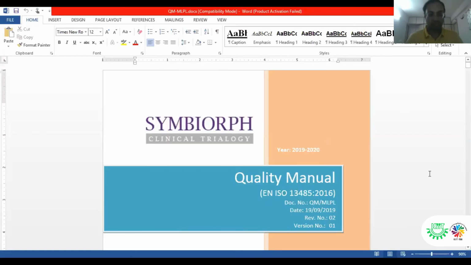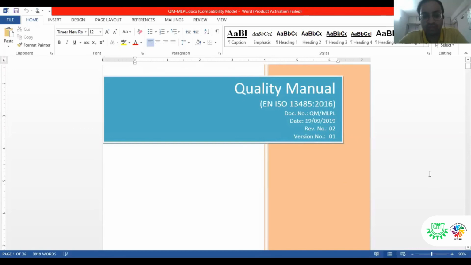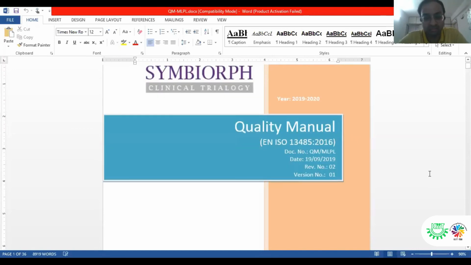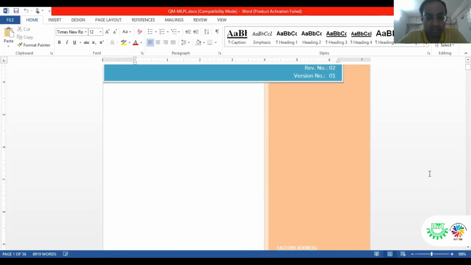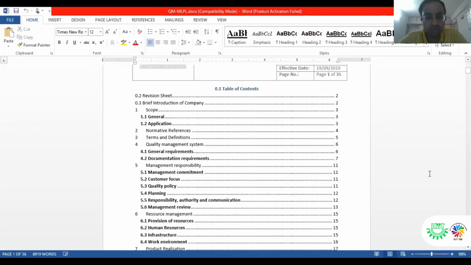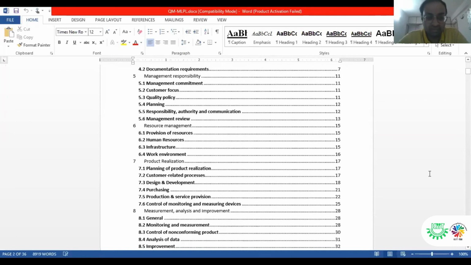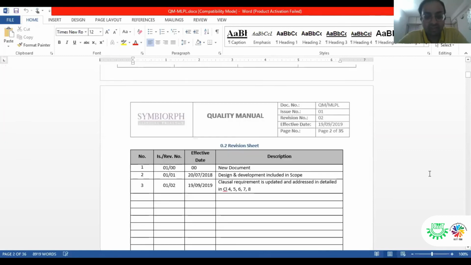Right. Yes. So I will give you an overview of what the actual quality manual will look like. This is the first page. You can write the document number, date number, and version number here. And this is typically the index. You can see that, starting from the revision history, journal application, scope, what different clauses requirements I have mentioned here.